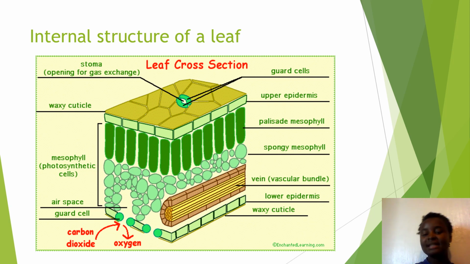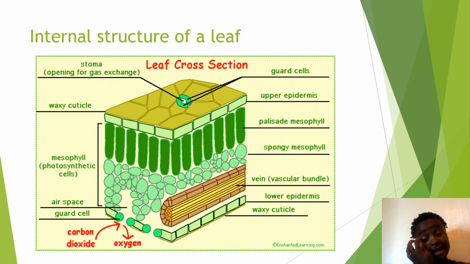And where is this light heading to? It's heading to our palisade mesophyll layer. I'm sure you can see it's greener here. It's rich in chlorophyll, and this chlorophyll is the one that traps sunlight energy. It's very important, right? So this is where photosynthesis takes place. I'm sure you remember when we looked at specialized cells, we also have the palisade cells as the specialized cells for photosynthesis, right?